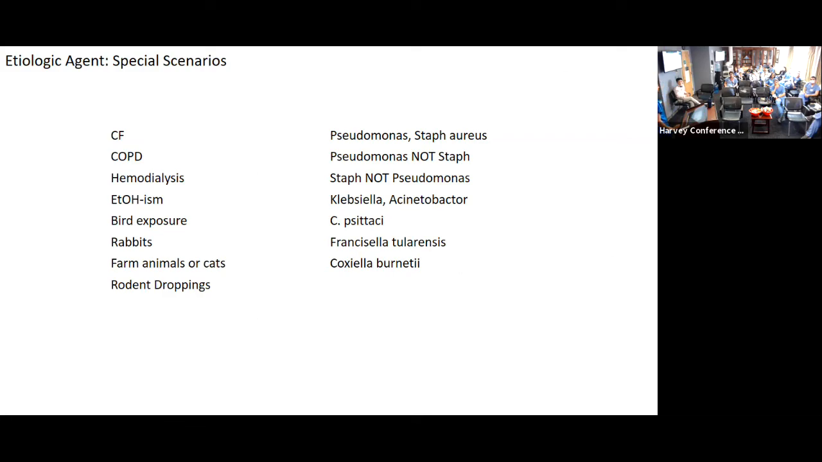Rodent droppings. Sorry? Hantavirus? Yep. Which, like the rest of these, is usually a self-limited pneumonia. Absolutely, the organ transplant. On the same deal. Very high rate of strep pneumonia.